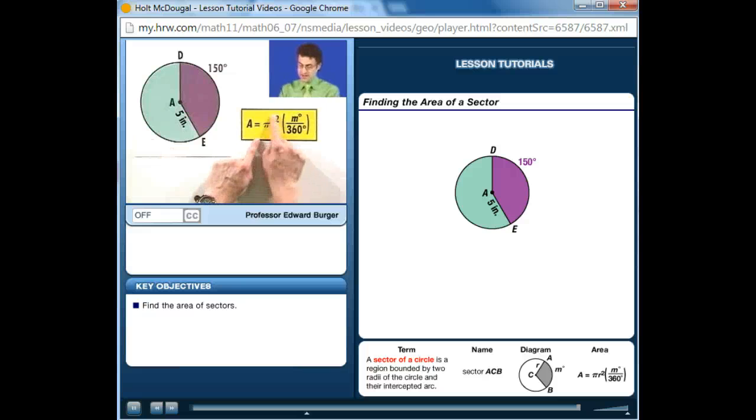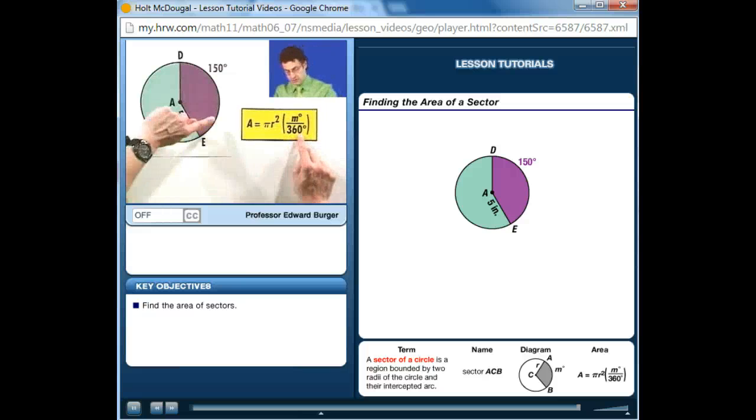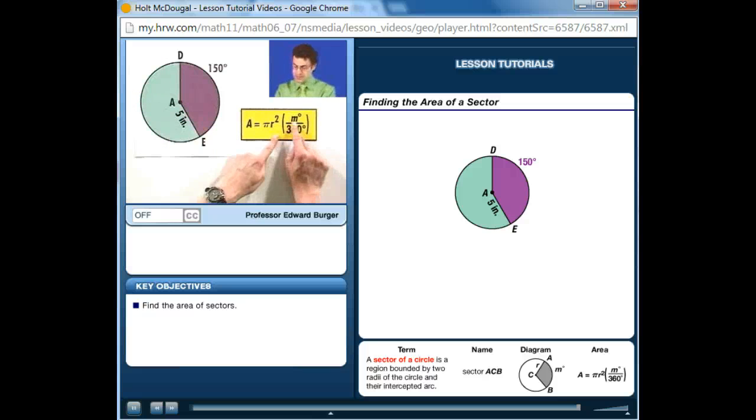Pi r squared gives the area of the whole circle, and this is the fraction that's required. We know that the total angle around is 360, and so all we need to know is either the measure of the central angle or equivalently the measure of the arc, and then we can figure out what the area is, because that will give us the fraction of the area that we want.